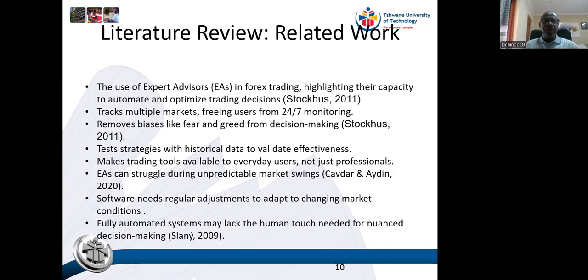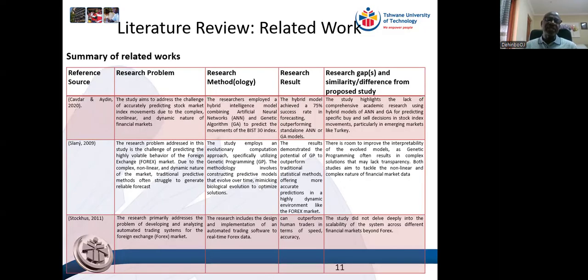But most importantly, we need to understand that expert advisor systems are aimed at assisting, especially during unpredictable market swings. And various other authors also highlighted the need for regular adjustments to adapt to changing market conditions. We also identified that fully automatic systems may lack the human touch needed for nuanced decision making. Therefore, we suggest that these systems introduce human effort to make use of automated experiences. So this table is a summary of those previous authors and what they have done.